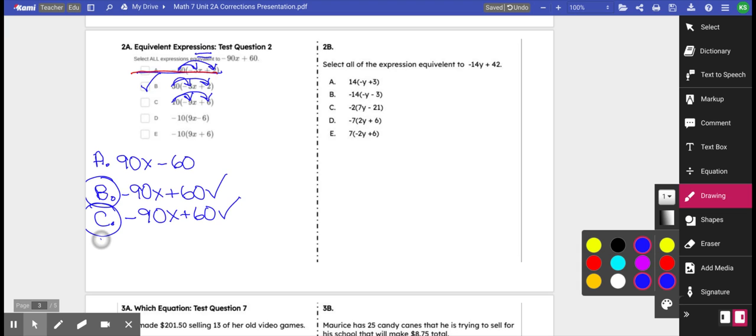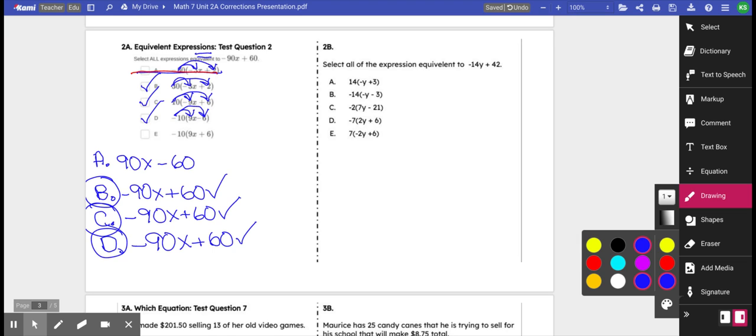So now we look at D. We do the same thing, distribute. Negative 10 times 9x is negative 90x. And negative 10 times negative 6 is positive 60. Well, so now we have 3 answers. So we have B, C, and now D. Let's check if we end up with 4 answers.